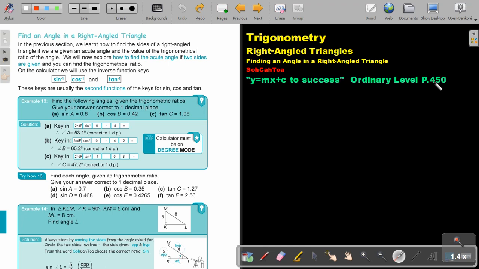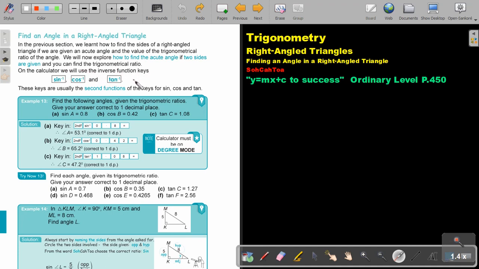You will find this on page 450 in the Namibian Ordinary Level Mathematics textbook, y equals mx plus c to success. Find an angle in a right-angled triangle. In the previous section, we learned how to find the sides of a right-angled triangle if we are given an acute angle and the value of the geometrical ratio of the angle. We will now explore how to find the acute angle if two sides are given and you can find the trigonometrical ratio. On the calculator, we will use the inverse function key.